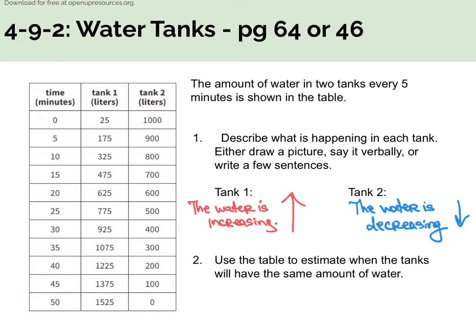All right, let's look at number 2. Use the table to estimate when the tanks will have the same amount of water. So go ahead and pause, and then come back to me and see what you can find. So I'm going to look at this. It's like 475, 700, 625, 600. Oh, okay. So where they're almost the same is going to be around 20 minutes.